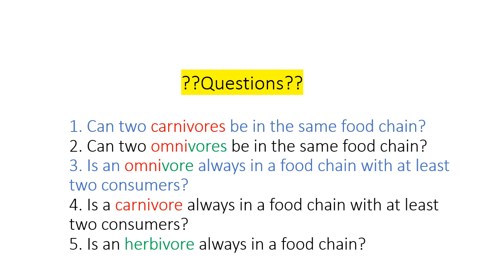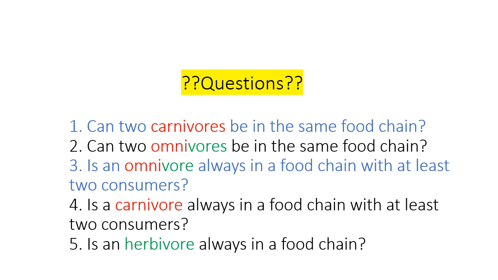These are questions to think about. Can two carnivores be in the same food chain? You can look at the food chain examples that we saw before. Can two omnivores be in the same food chain? Is that possible? Is an omnivore always in a food chain with at least two consumers? Is a carnivore always in a food chain with at least two consumers?